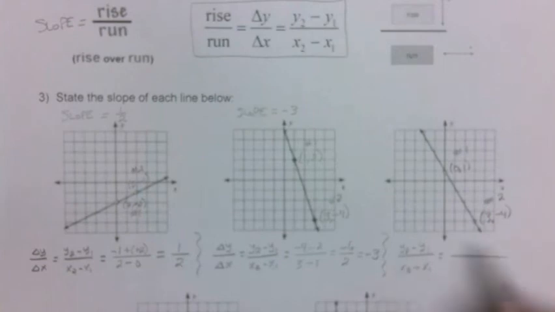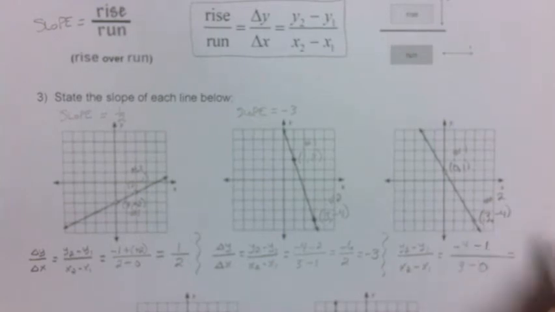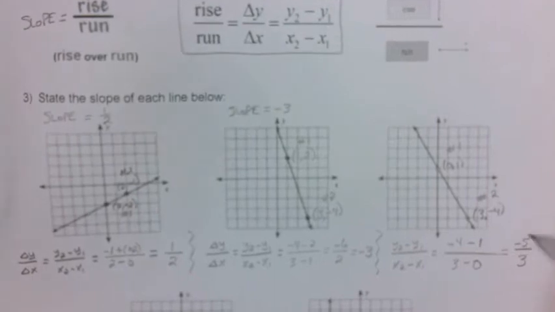The y value of point 2 was negative 4, minus the y value of point 1, which is 1. The x value of point 2 is 3, minus the x value of point 1, which is 0. If we go ahead and calculate this now, negative 4 minus 1 is negative 5, over 3 minus 0, which is 3. And this fraction, negative 5/3, does not simplify.